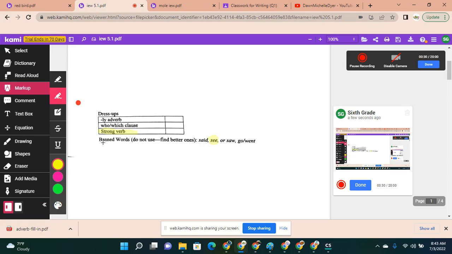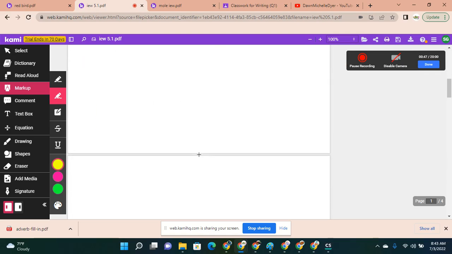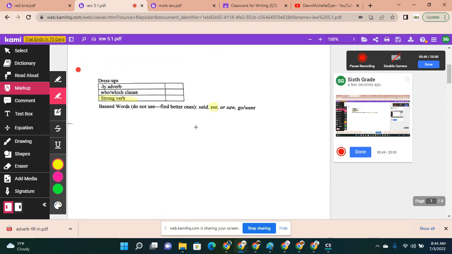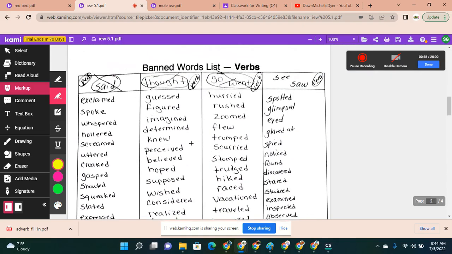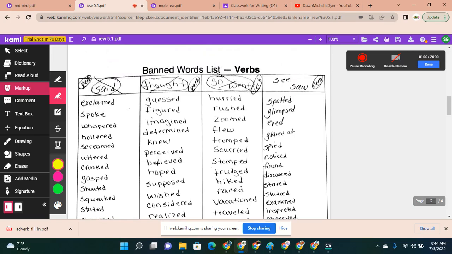These words here are banned words. There will be an exception occasionally where you will have to use the word see because nothing else makes any sense. But anytime you're writing, if you have any of these four words, see and said, or saw and go and went, if you have these in your writing, try to replace them with a stronger verb because these are weak verbs.